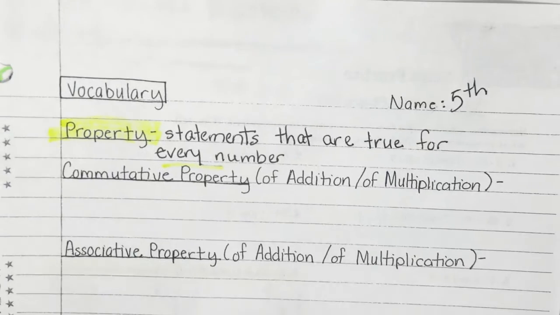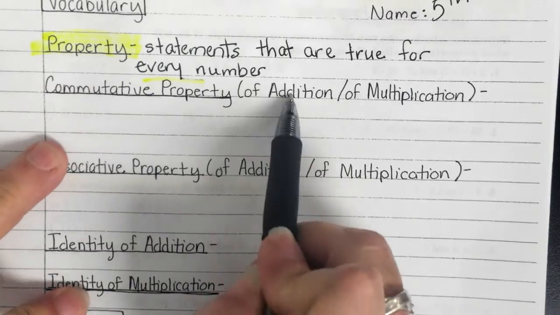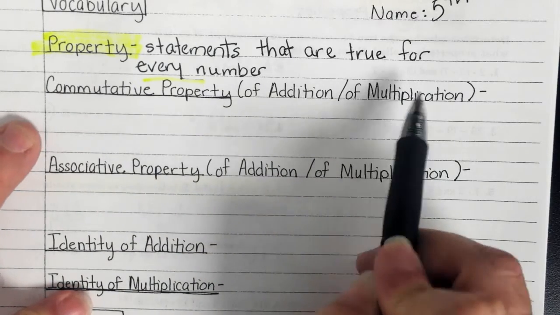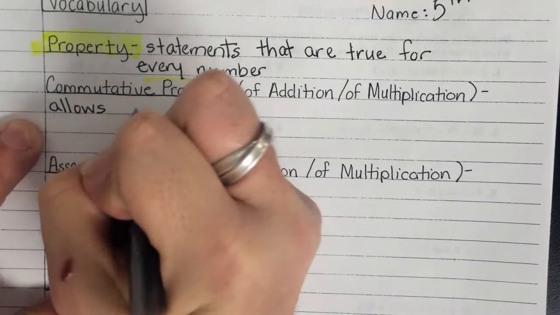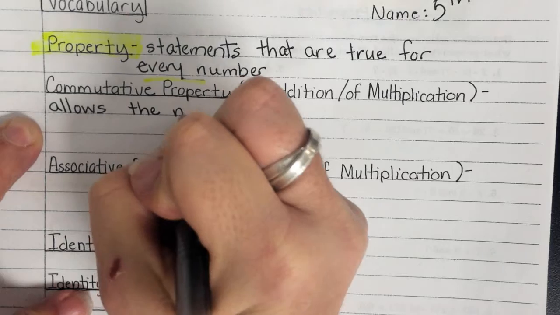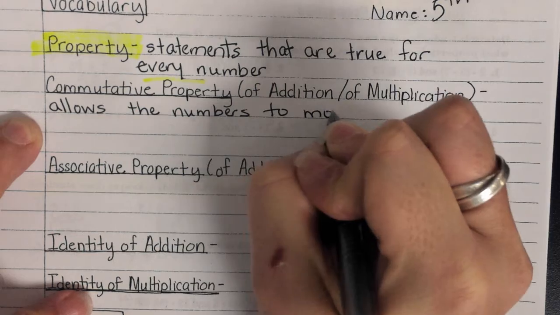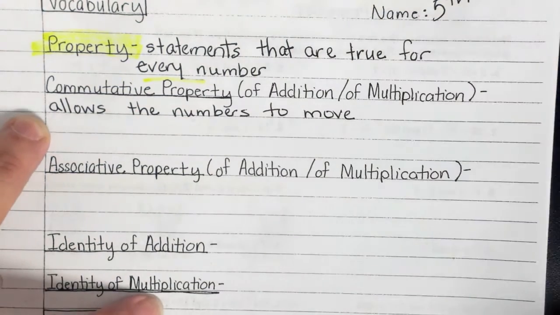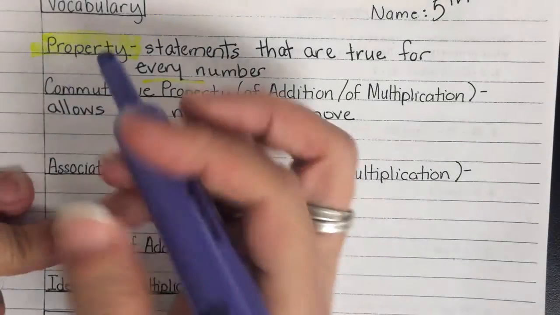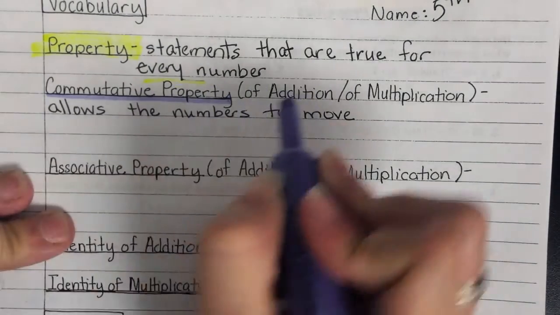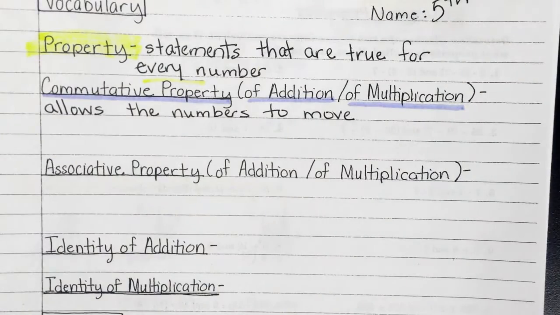The commutative property is of addition or of multiplication. What it means is it allows the numbers to move. So we can move the numbers around, but we're going to get the same answer whichever way we move them. It works with addition or multiplication only.